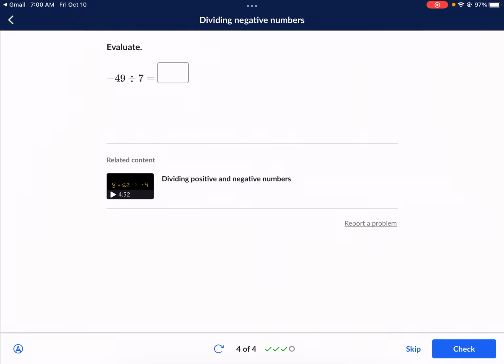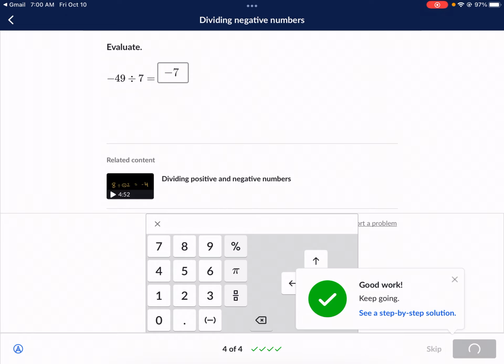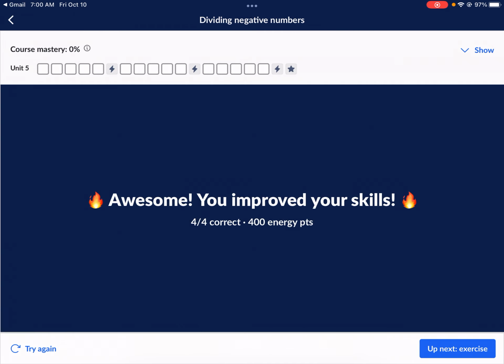Last one, I think. Yes, it is. So again, same deal. We're going to do 49 divided by 7. First we find out what the sign is. We know it's going to be negative because there's only one negative sign in the problem. And we know that 7 times 7 equals 49. There's our answer.